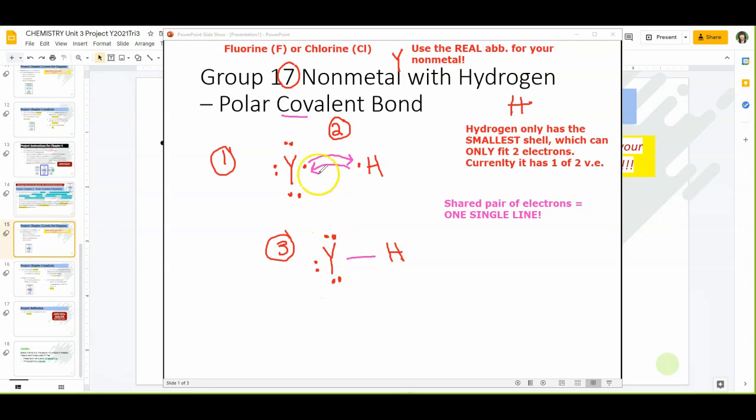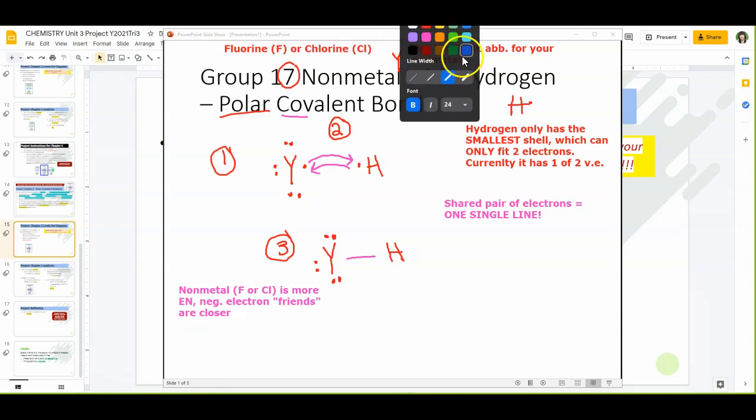Now we do need to show those partial charges. Again, it is a polar bond, which means that there are partial charges. Remember that our nonmetal, which is either your fluorine or chlorine, is more electronegative, and therefore it pulls the negative electron friends closer to it, right? So negative electron friends are closer. So if your negative electron friends are closer to you, that means that you are a more negative person.